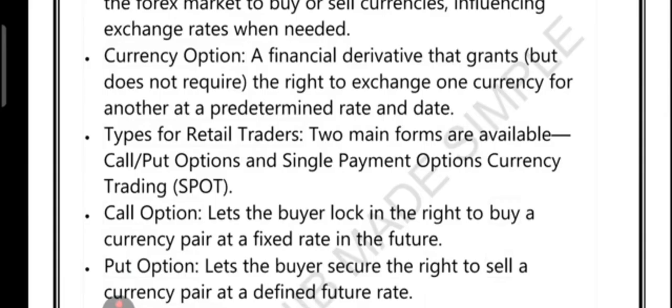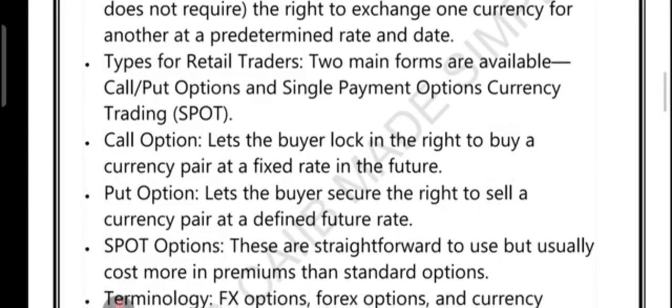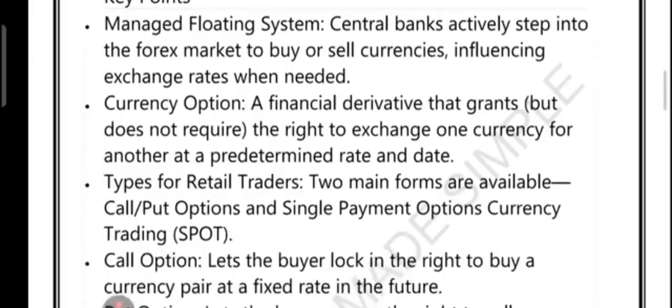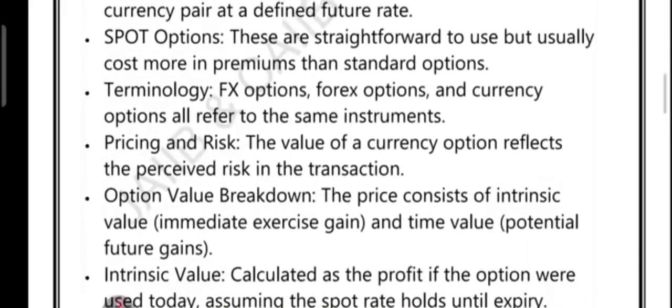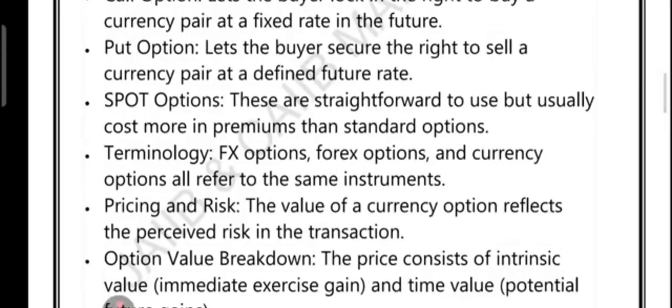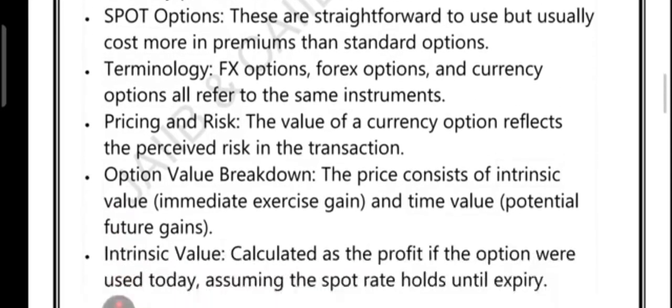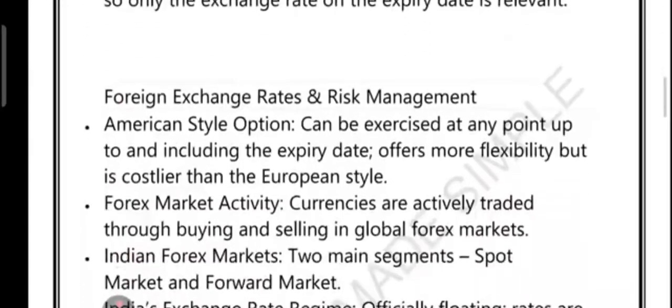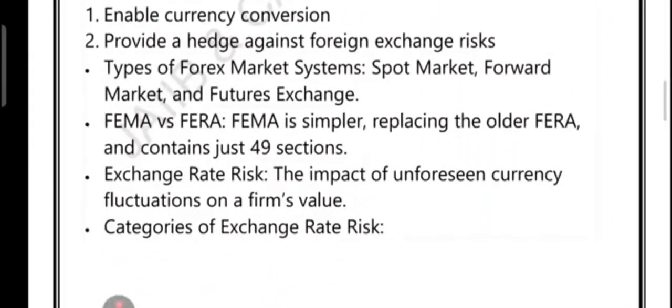So we have three main Forex systems: spot, forward and future, right? So what does it mean? The law governing foreign exchange is now FEMA, which replaced the older FERA. And it must be simple because only 49 sections are there, as you can see.